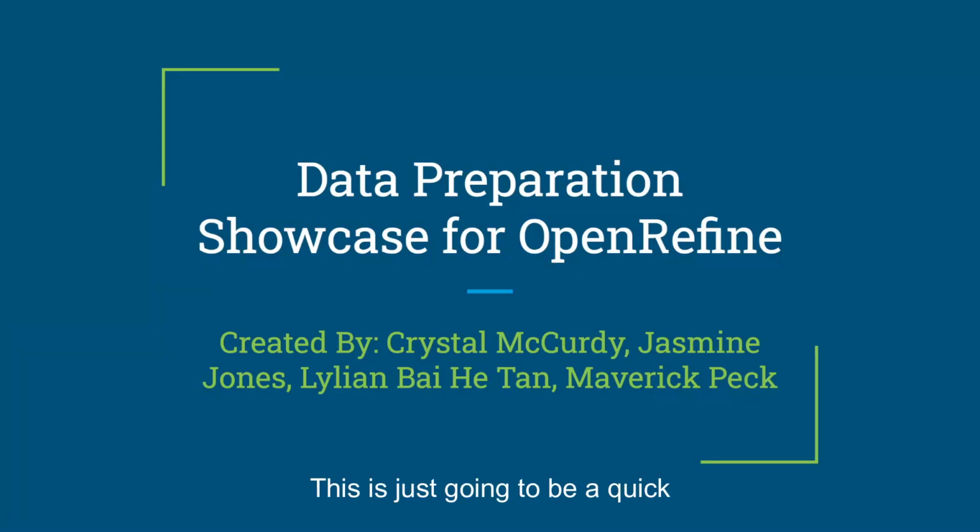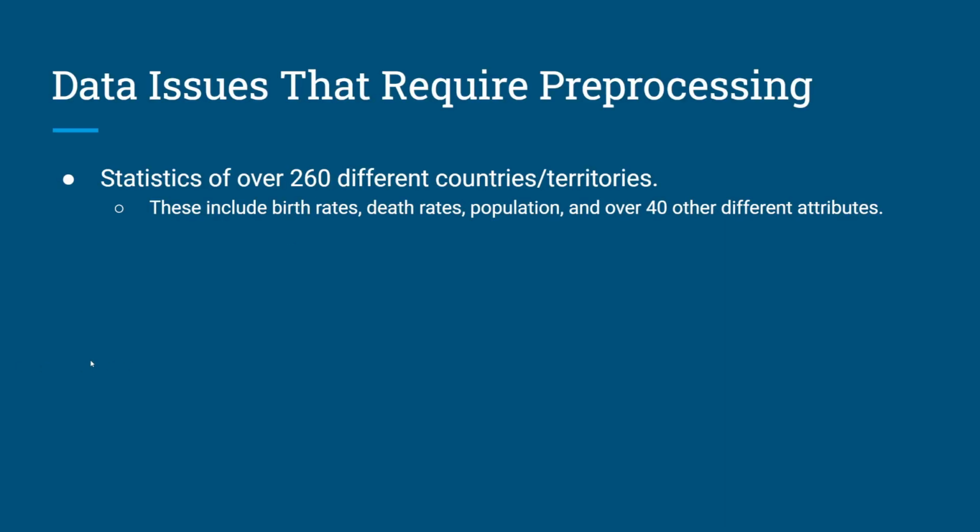Okay, this is just going to be a quick presentation for our data preparation showcase, which we decided to use OpenRefine. The data issue that we are currently dealing with is statistics for over 260 different countries and territories. These statistics include the birth rates of these countries, populations of these countries or territories, the area, how big it is, and I think the total was about 46 different attributes.